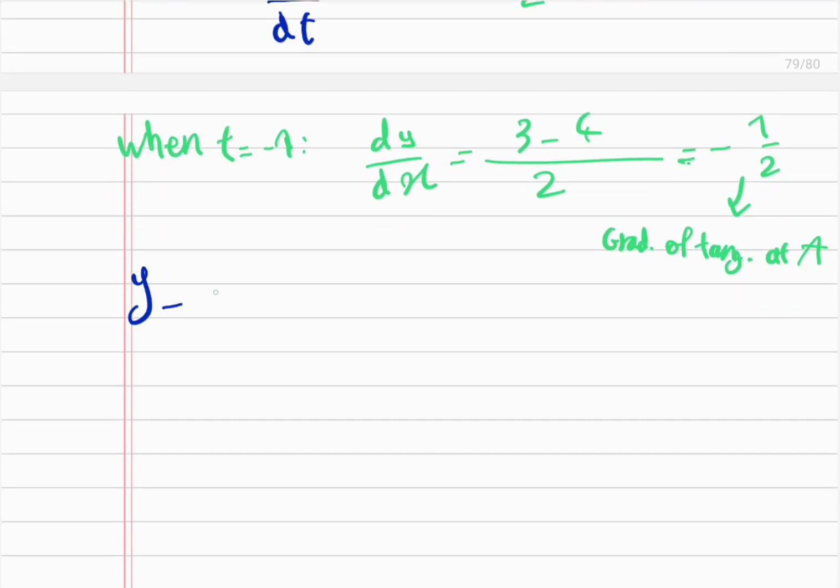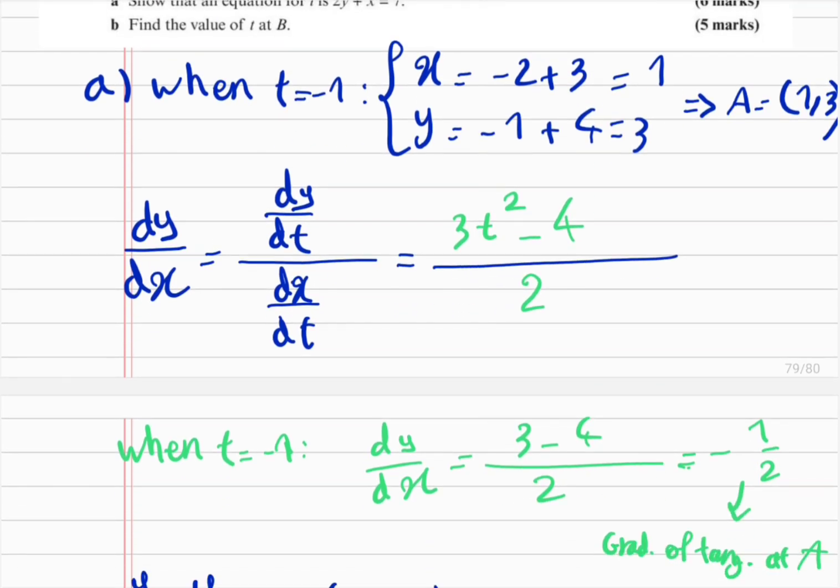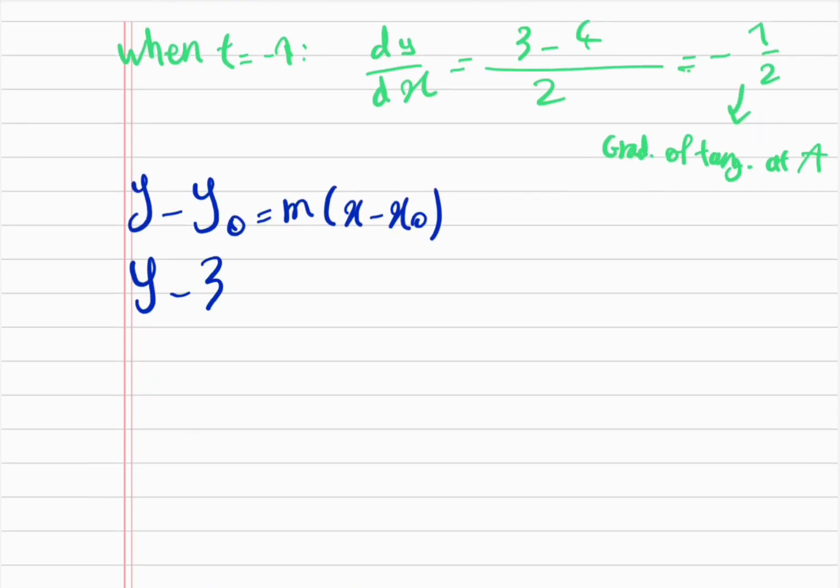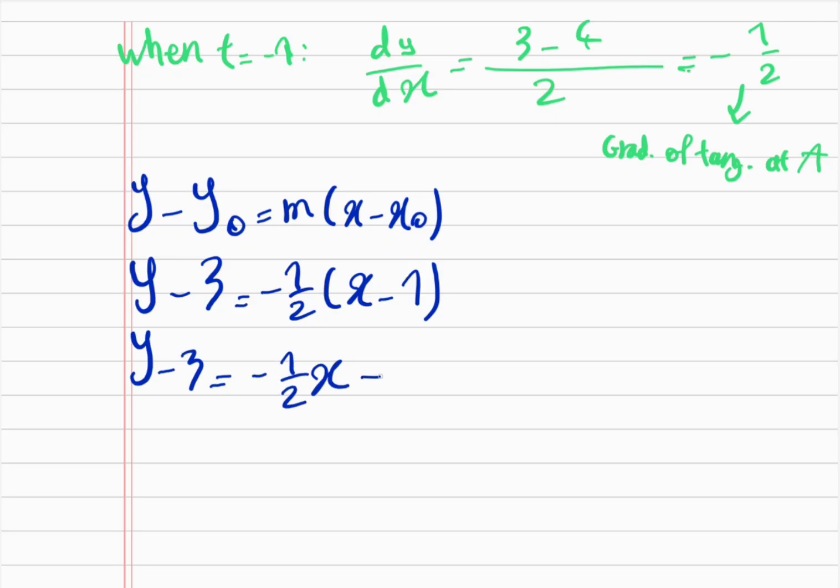So we can use the formula y minus y0 is equal to m times x minus x0. So y0 is equal to 3. The gradient is minus a half, and then x0 is 1. Okay, so we can now expand the right hand side and rearrange this equation. Y minus 3 is equal to minus a half x plus a half.